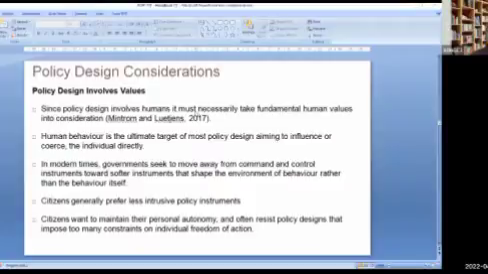Citizens generally prefer less intrusive policy instruments. People don't like to be pushed or coerced. And also, citizens want to maintain their personal autonomy and often will resist policy designs that impose too many constraints on individual freedom of action.